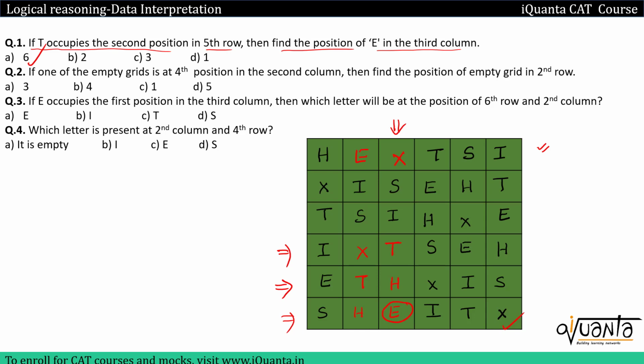Next question is, if one of the empty grids is at fourth position in second column, then find the position of empty grid in second row. So we'll keep putting the data into our grid according to the new conditions given in every question, hence I have removed the previous entries. So one of the empty grids is at fourth position in second column, and this will be empty. I'll put a cross here.